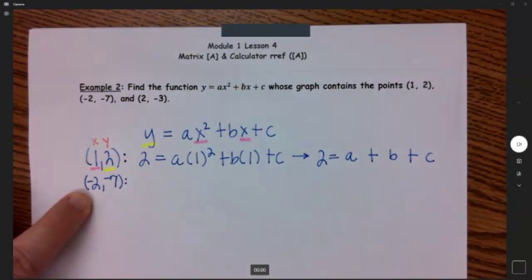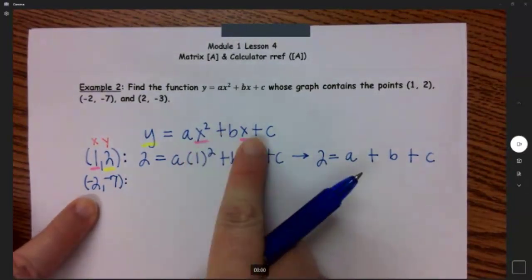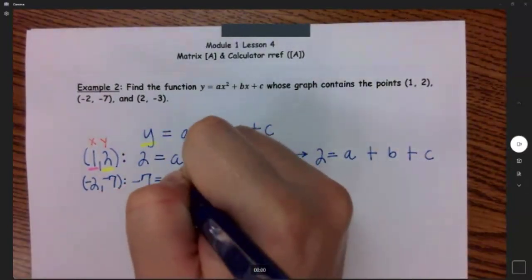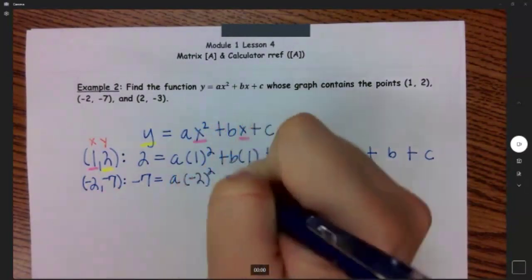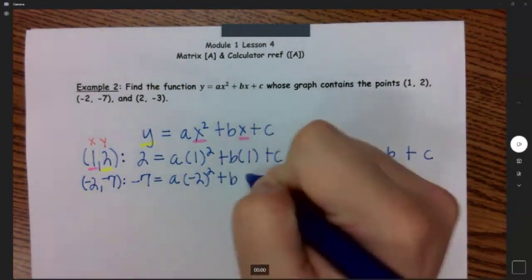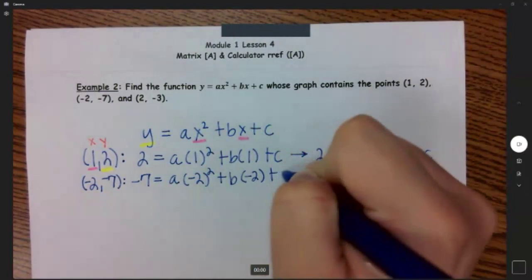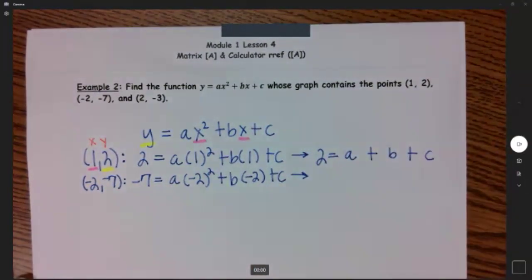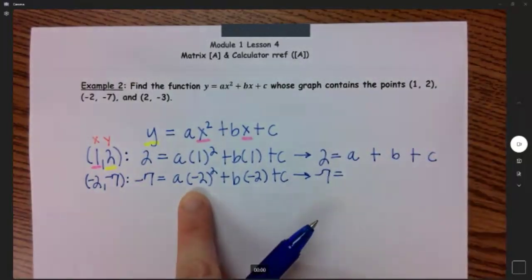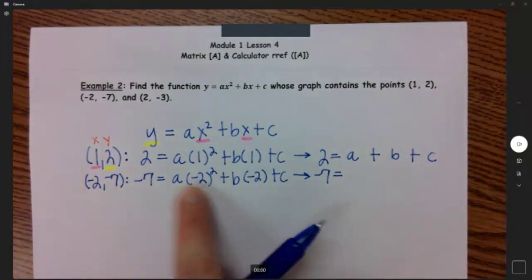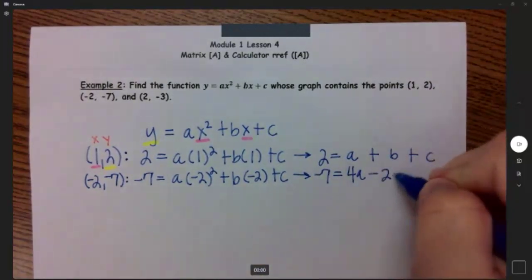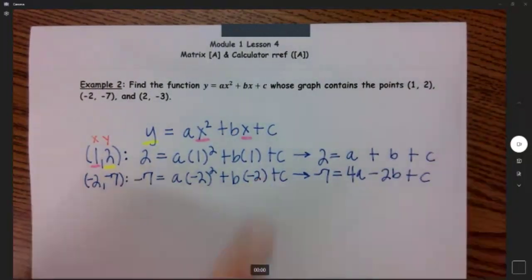So now -2 and -7, plug in your -2 for your 2 x's and your -7 for your y. We've got -7 equals a times -2 squared. You do want to make sure that -2 is in parentheses. It does make a difference. B times your x, which is still -2, plus c. So clean it up. We've got -7 equals -2 in parentheses squared is +4. 4 times a is 4a. B times -2 is -2b, and then plus c carries over.